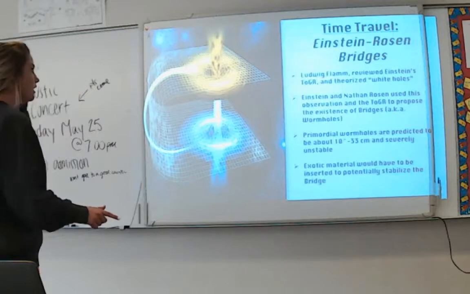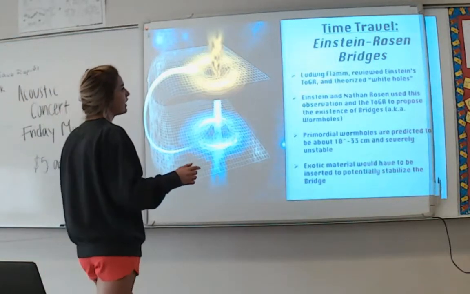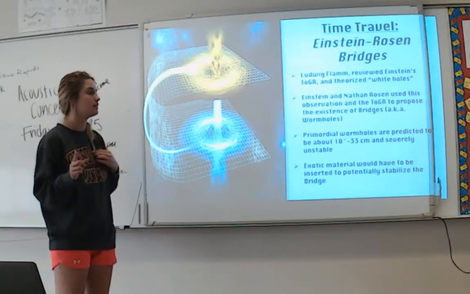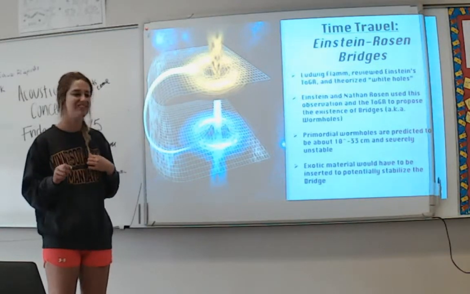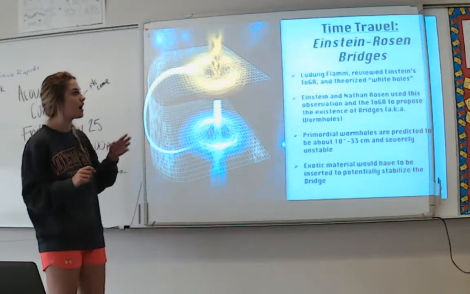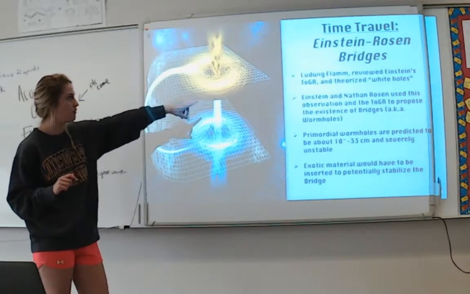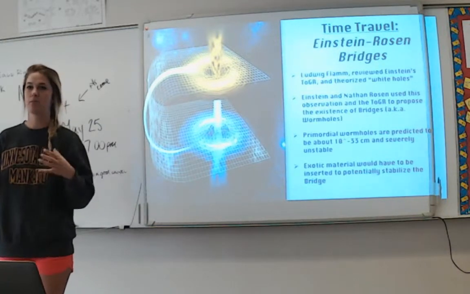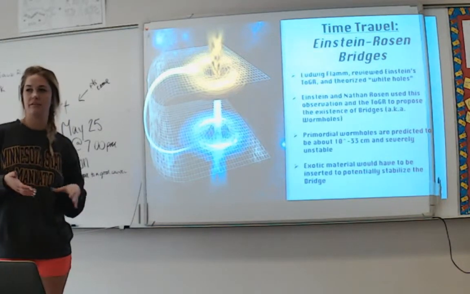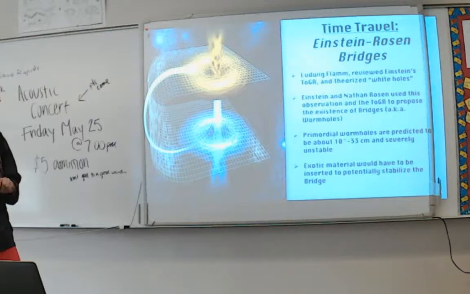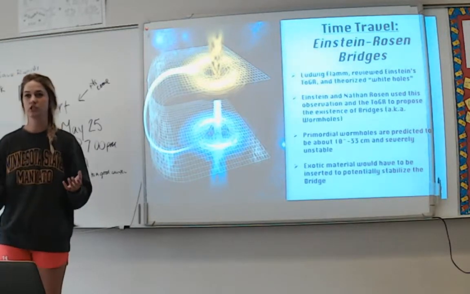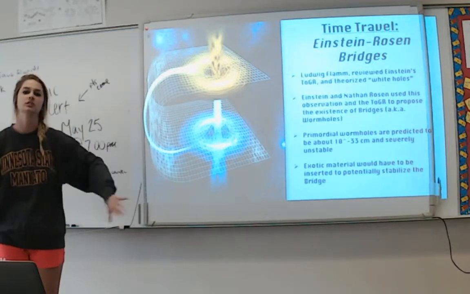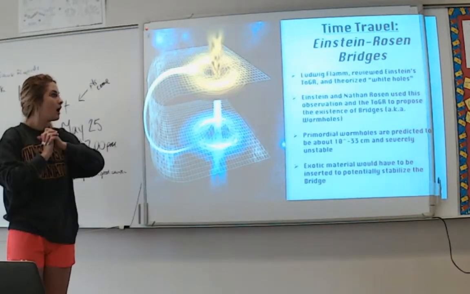So a wormhole is, when Einstein theorized this in 1915, in 1916, an Austrian physicist, Ludwig Flamm, was reviewing some of these theories and came up with an additional viewpoint on it. He theorized what are called white holes, which are essentially just the reverse of a black hole. So a black hole goes this way, a white hole goes this way.